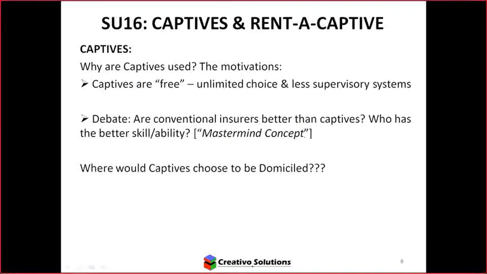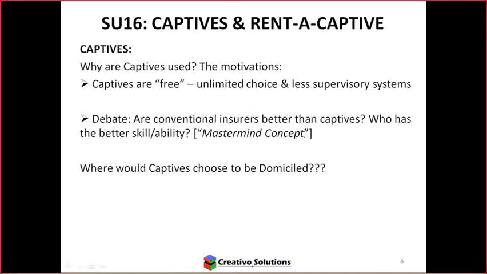Okay. Right, so we've looked at why captives are used. Here are two other examples. Captives are free, inverted commas, because there's unlimited choice. There's less supervisory systems. Okay, would you have to be underwritten? I'm sure you would have to. Well, there wouldn't have to be underwriting because the captive is for the company, right? Yes. Okay, so the company would know if there are risks or not.